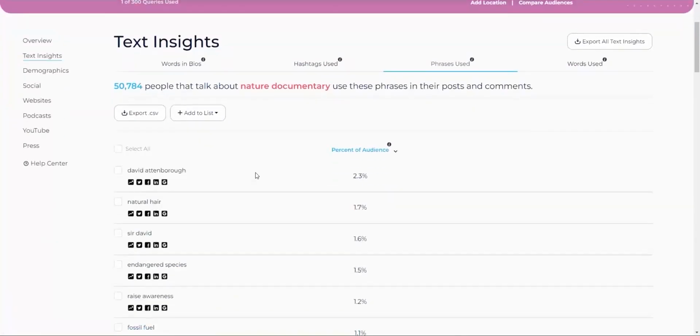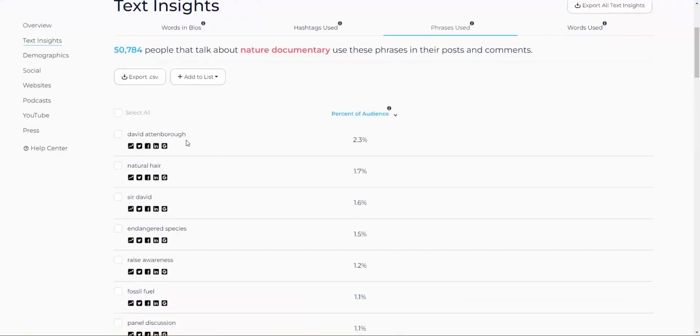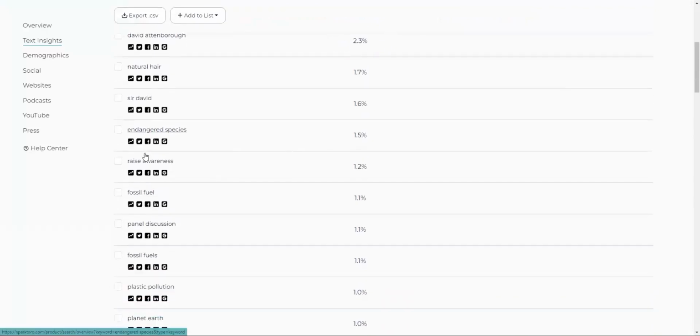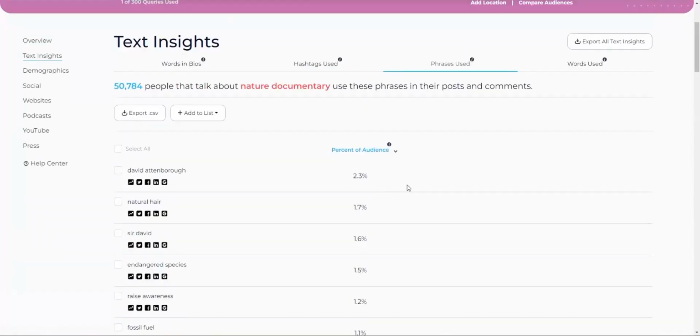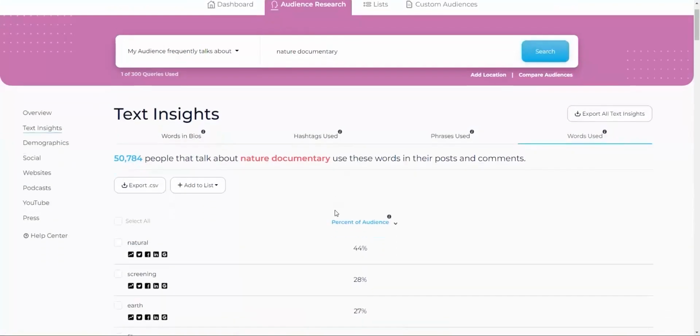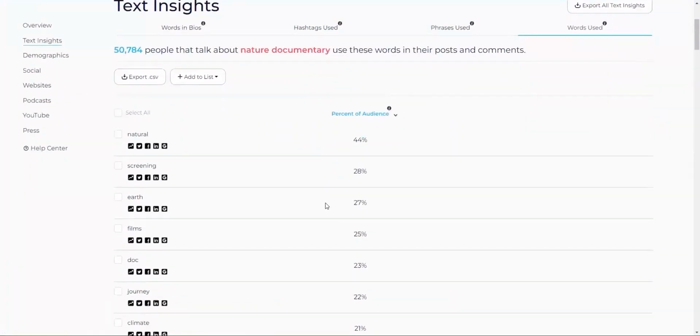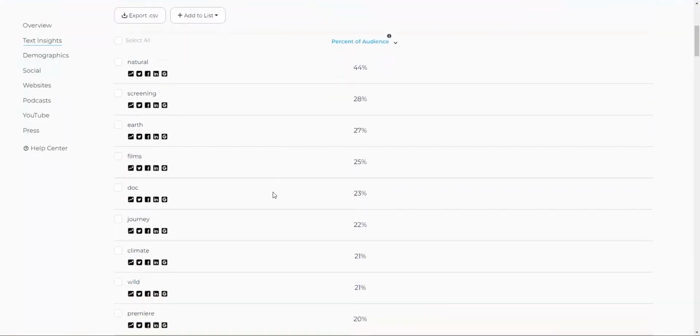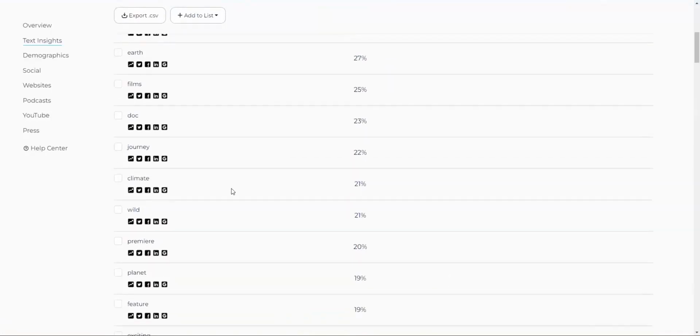Phrases used are also interesting because they will help me understand what kind of content or topics they're most interested in. David Attenborough is the top one, no surprises there, but again, it's at only 2.3%. So I'll keep that in mind when I am building content. They also have a diverse range of topics. I'm gonna teach you later how you can combine different audiences so those small numbers can make more sense to you. Words used, in my experience, is something that's not very useful because they're only picking single words, which can mean a lot of different things. So it's not very helpful, but I always have a look and see if there's anything that comes up that's interesting.